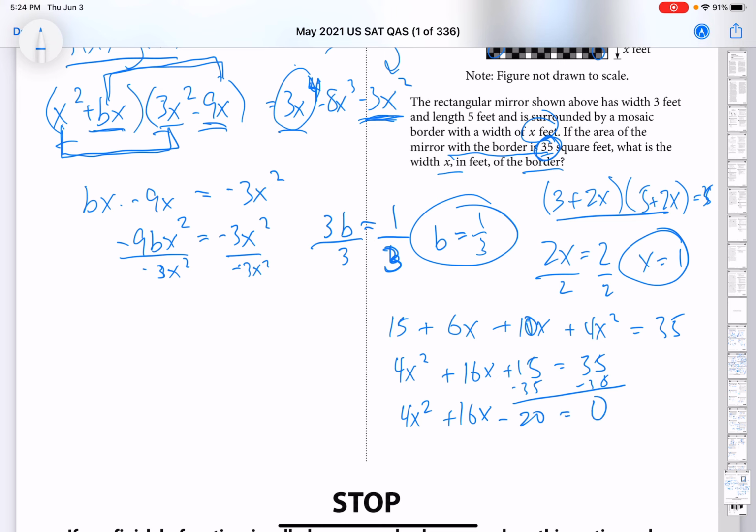We can divide everything by 4. We get x squared plus 4x minus 5 is equal to 0. And then if we factor this, we get x plus 5 and x minus 1. So x is either equal to negative 5 or x is equal to 1. And since you can't have a negative answer, x should be equal to 1.